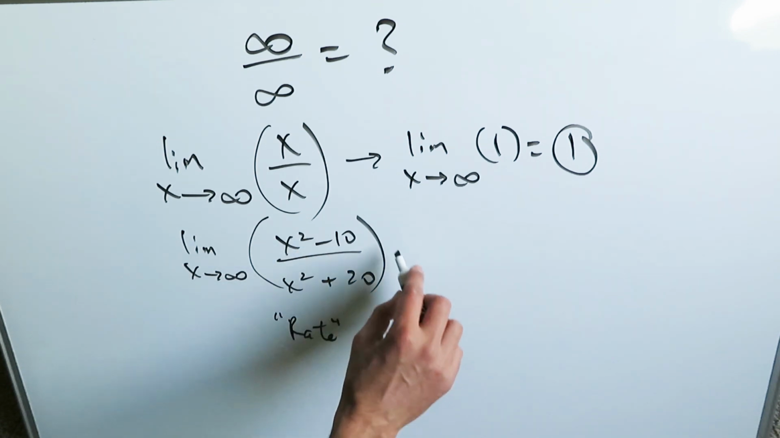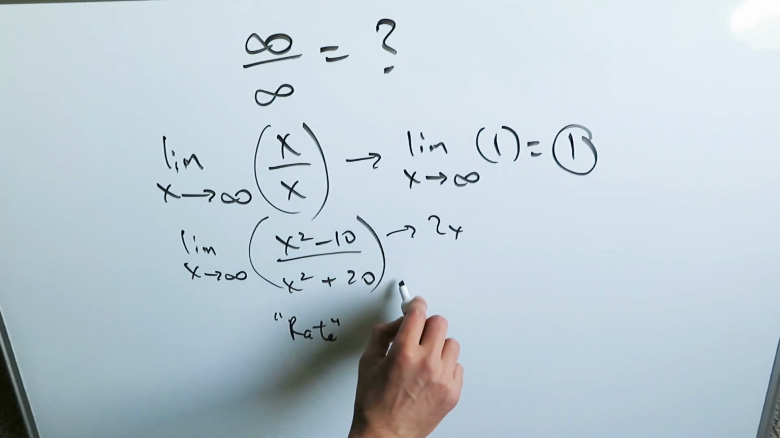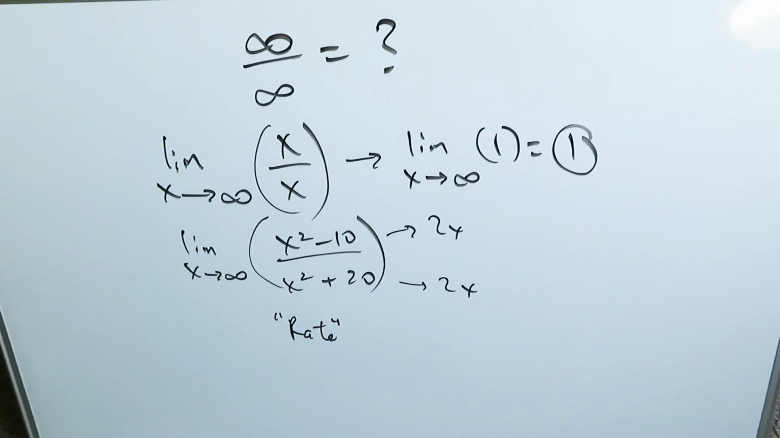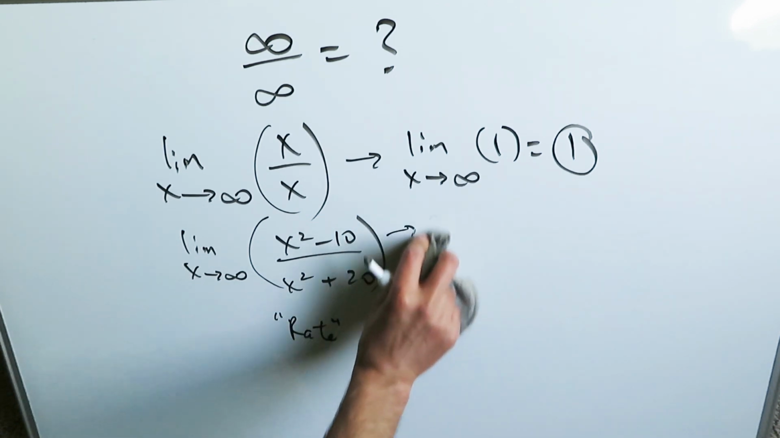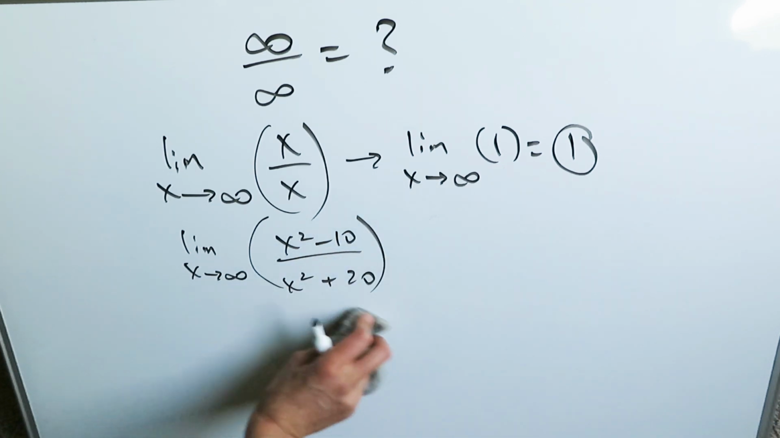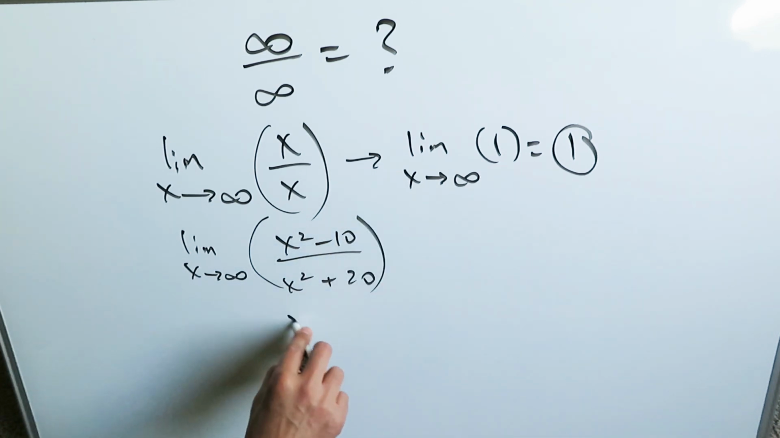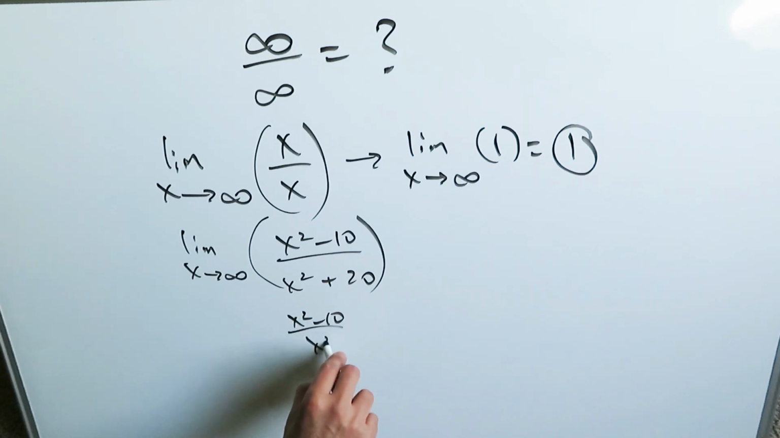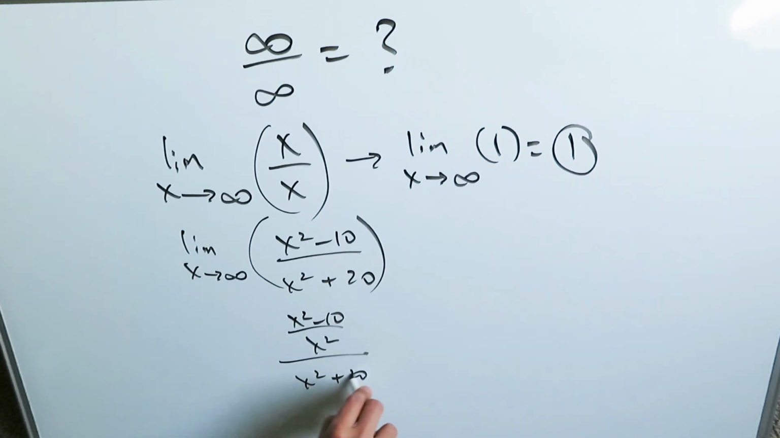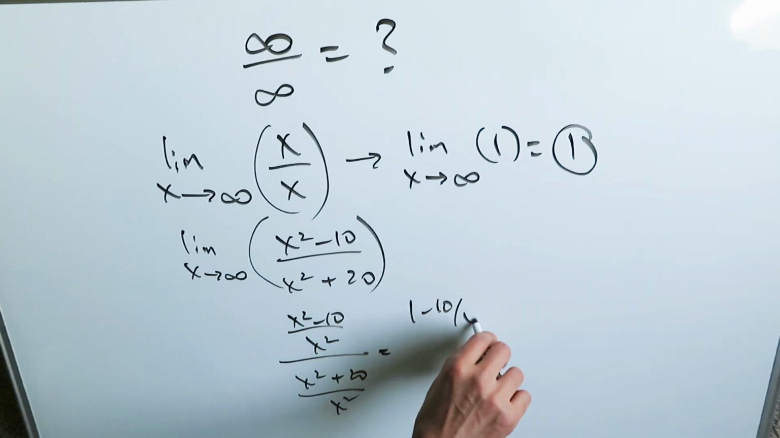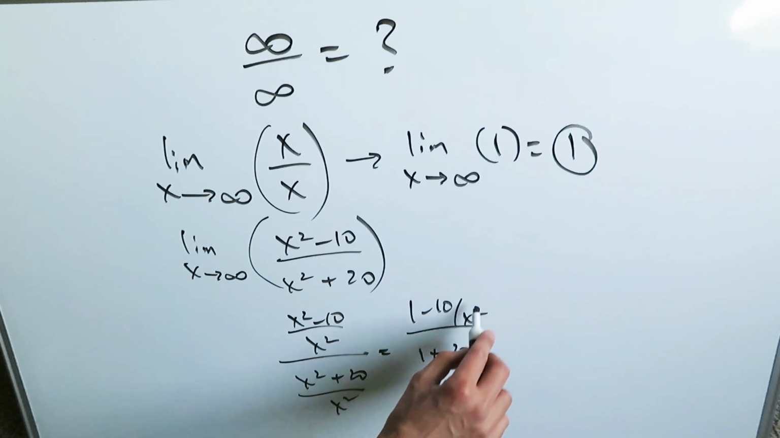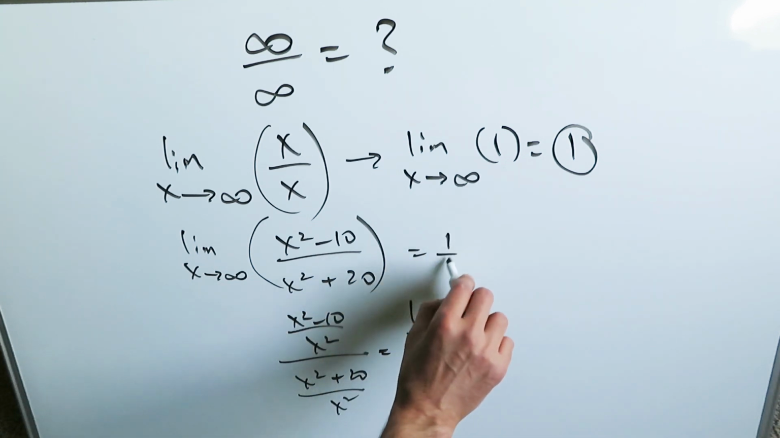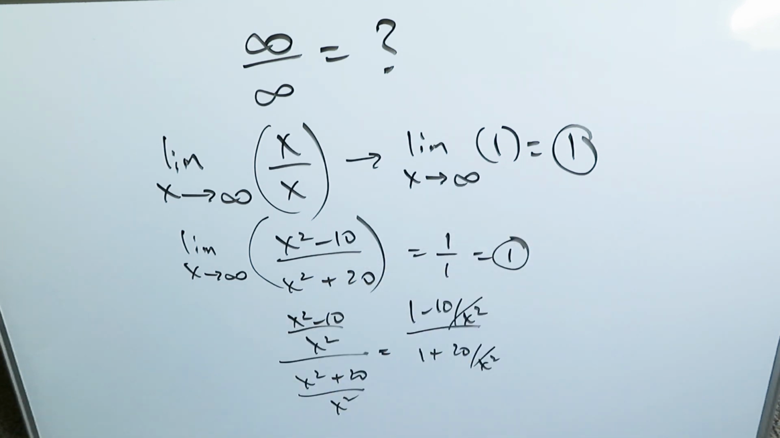The derivative of x squared minus 10 would be 2x. The derivative of this is 2x. You have identical rates of change, so therefore they're arriving at infinity at the same time. When you evaluate this limit, and it's a rational function, you can do x squared minus 10 divided by x squared, divided by x squared plus 20 over x squared. You have here 1 minus 10 divided by x squared, divided by 1 plus 20 over x squared. Limit as x approaches infinity, these zero out. I have here a 1 over 1, and my end result here is again a 1.